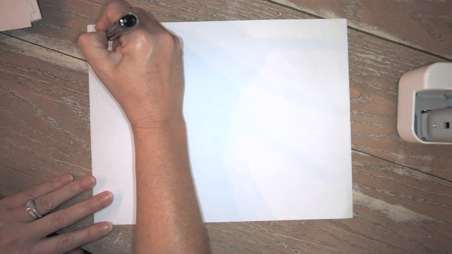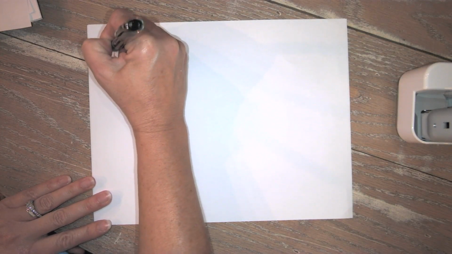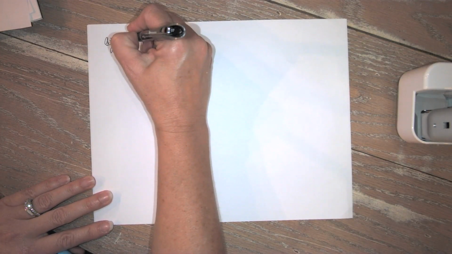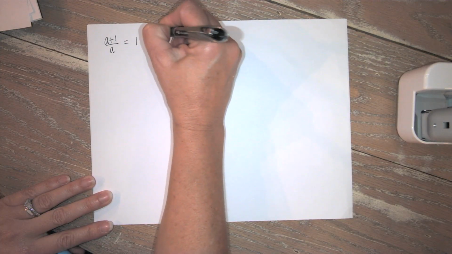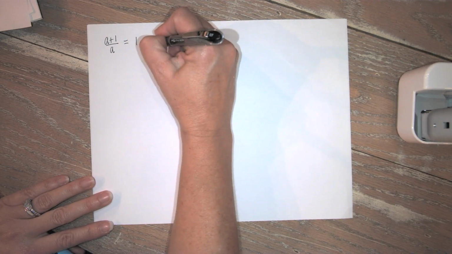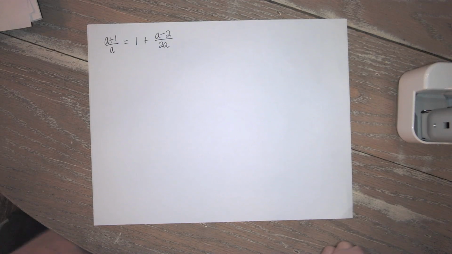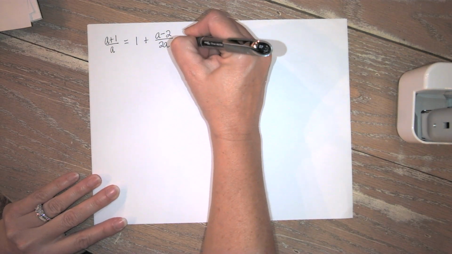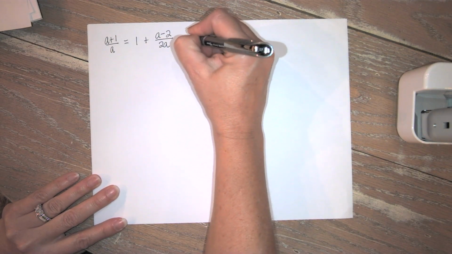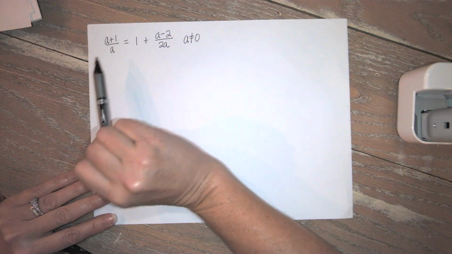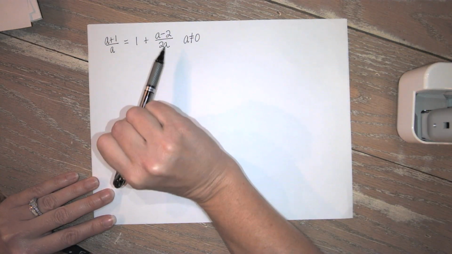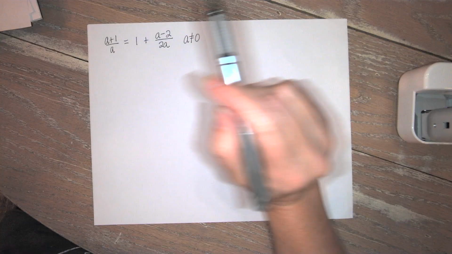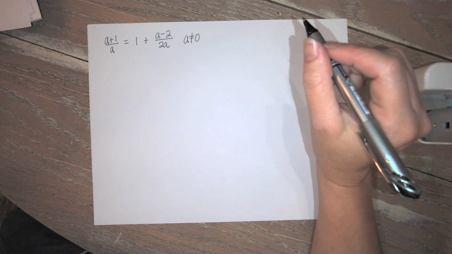All right, how about a plus 1 over a equals 1 plus a minus 2 over 2a. Okay, once again, we have variables in the denominator, so we are going to have some restricted values. It looks again like our restricted values for a are that a cannot be 0, because that would make this 0, that would make this 0. So 0 is our only restricted value for a.